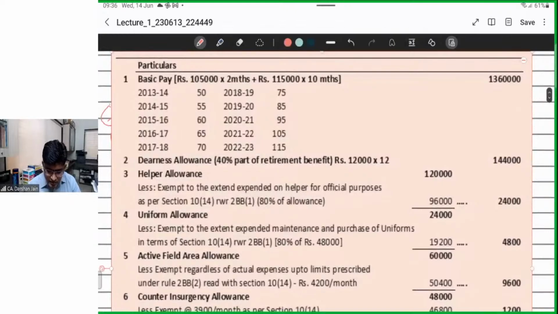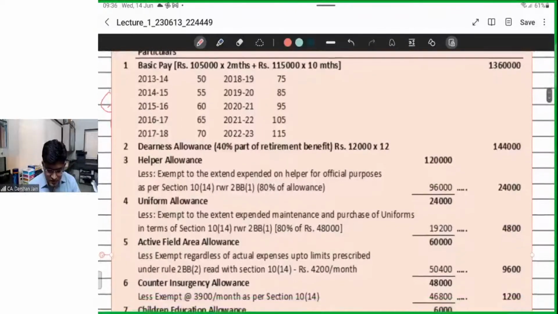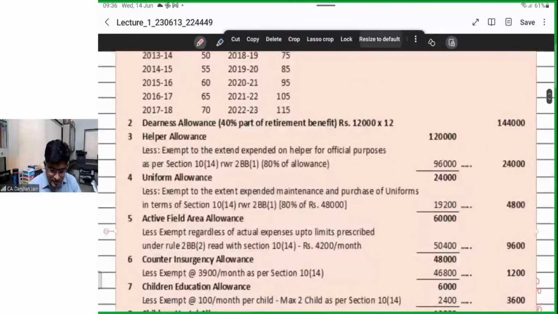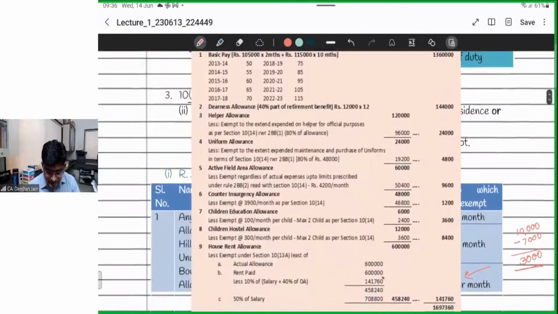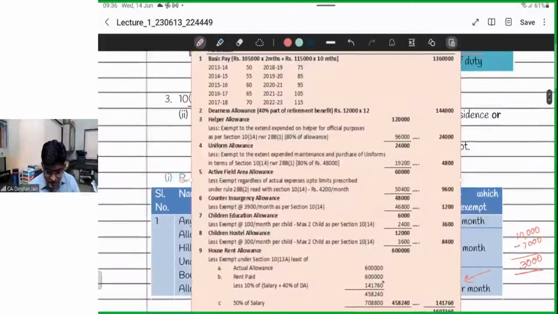3,900. Just a second. Hope it's visible. Counter insurgency is exempt to the extent of 3,900 per month. What he has received is 4,000 rupees per month. So 1,200 rupees taxable.